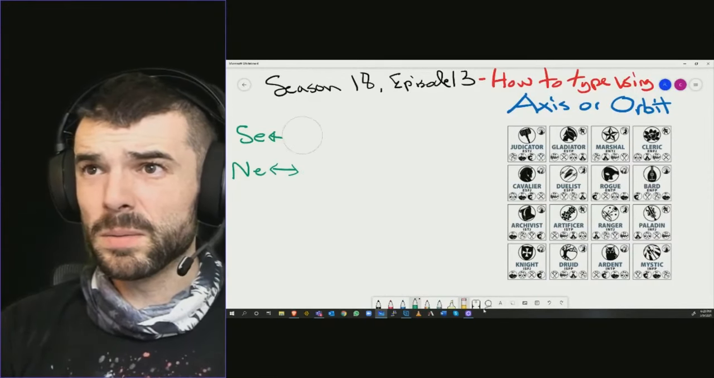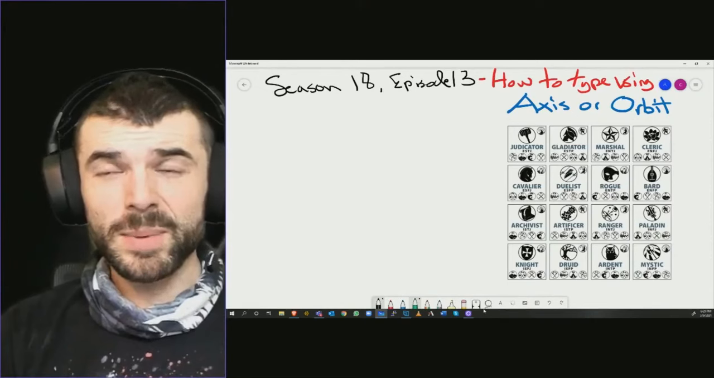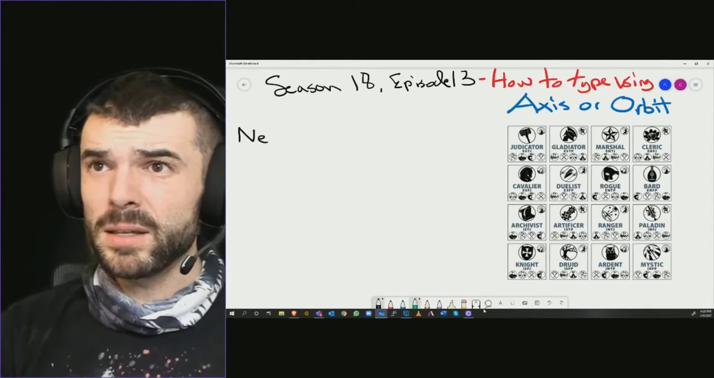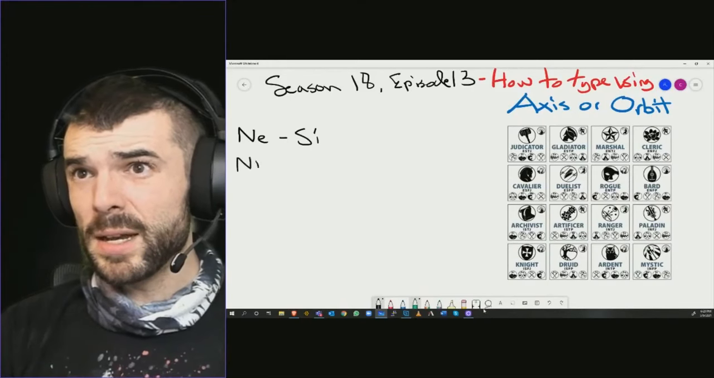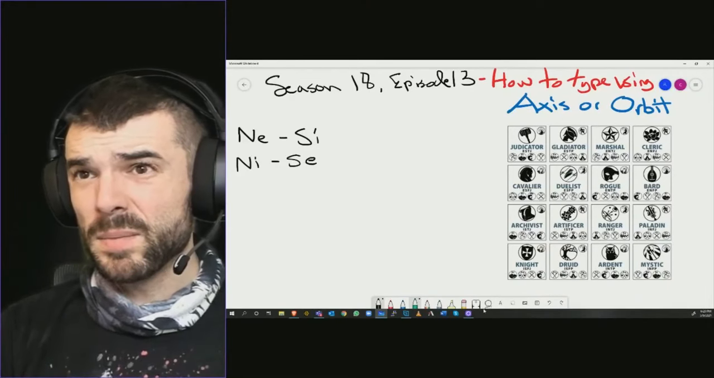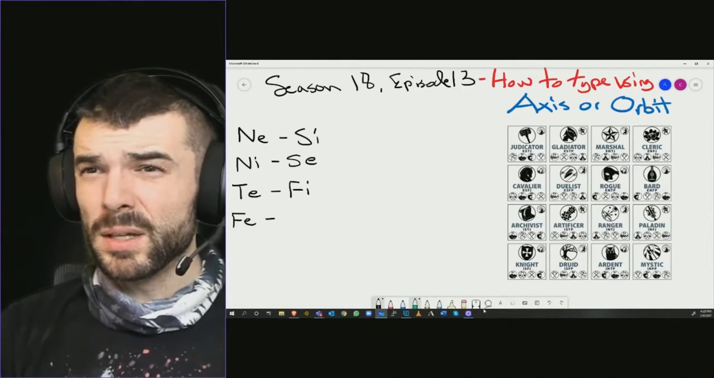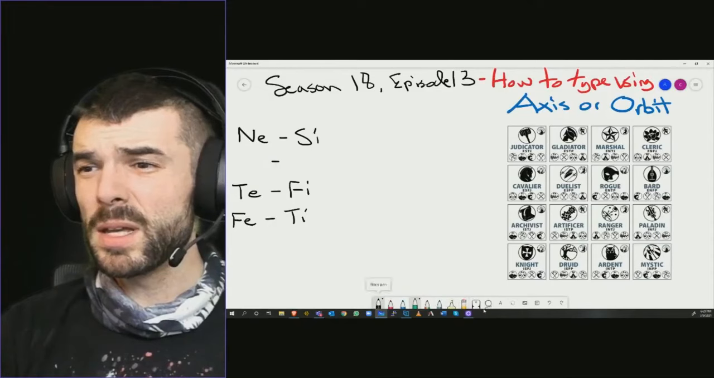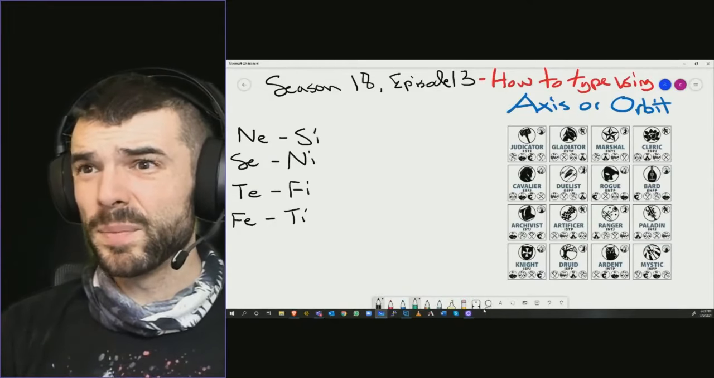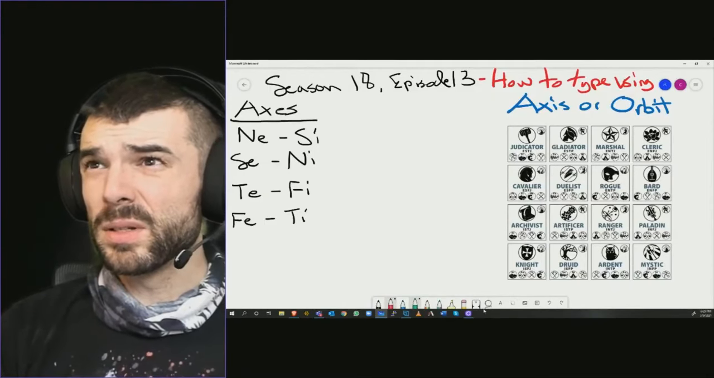We're not actually doing this in the right order. We're actually going to switch this out. We're going to use black. Or I just knock stuff off my desk. That's appropriate. All right. So NE to SI. Great. And then we're going to have the next one, which is NI to SE. And then the next one is going to be TE to FI. And then FE to TI. And I just realized I did that backwards like a derp. Here I am derping every day. All right, so SE to NI. All right. Awesome. So we have our axes right here. And let's do some orbit. Got some orbit.